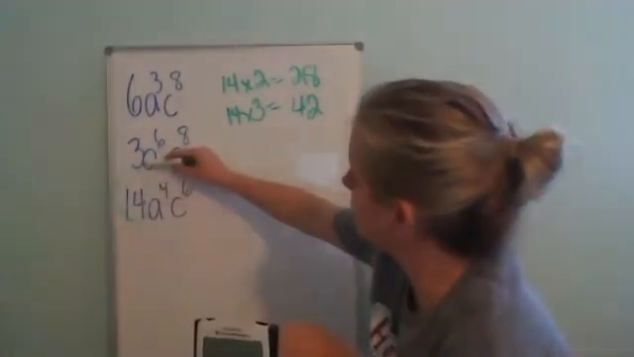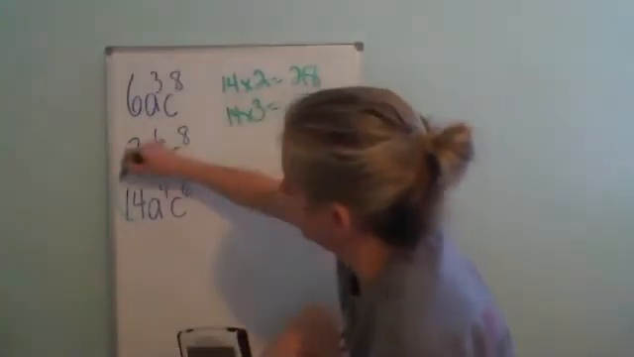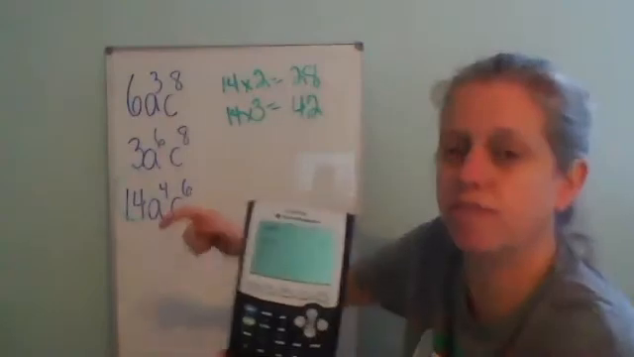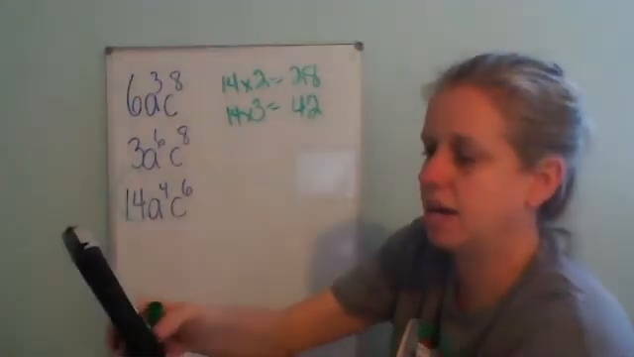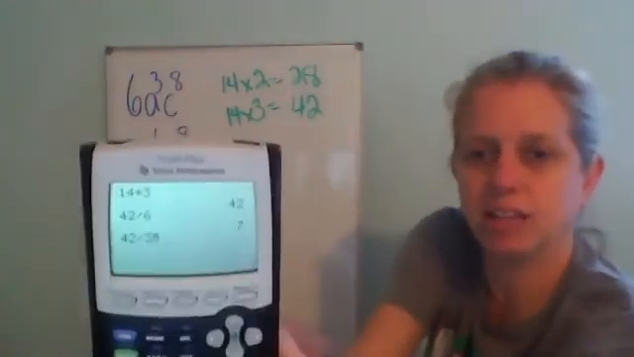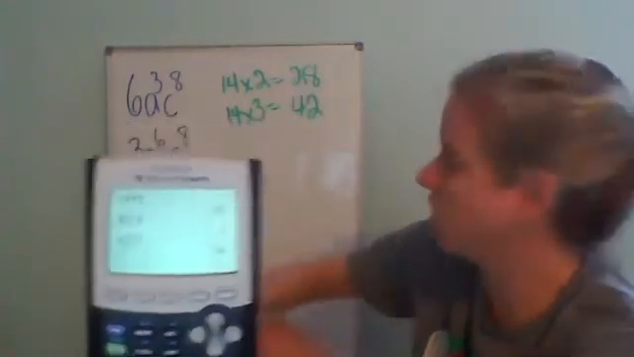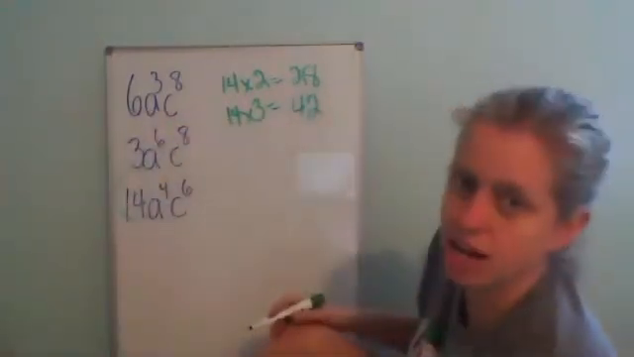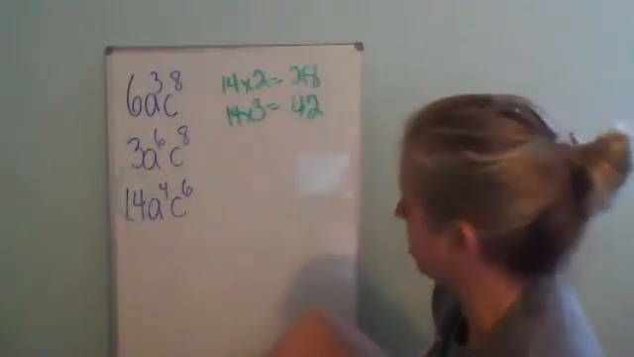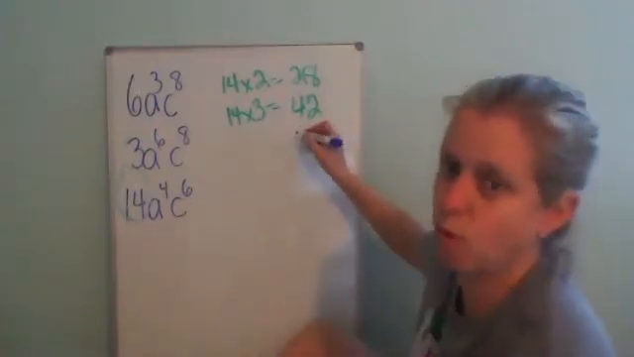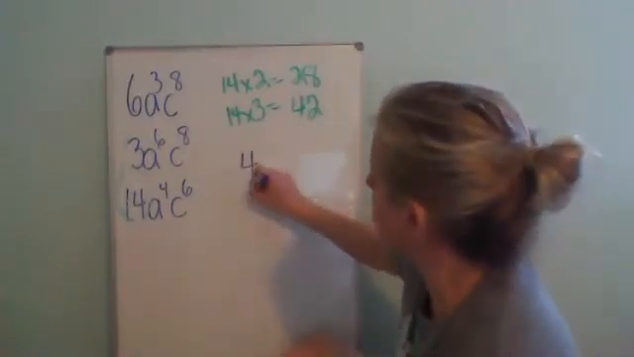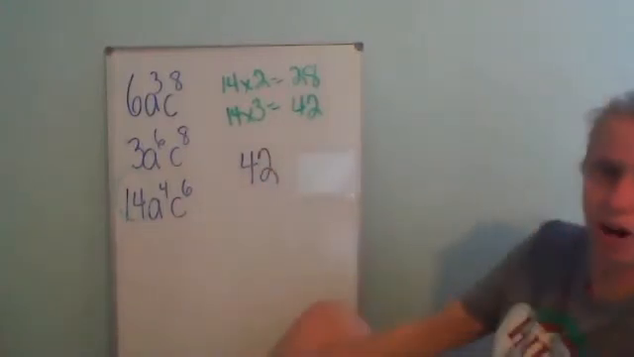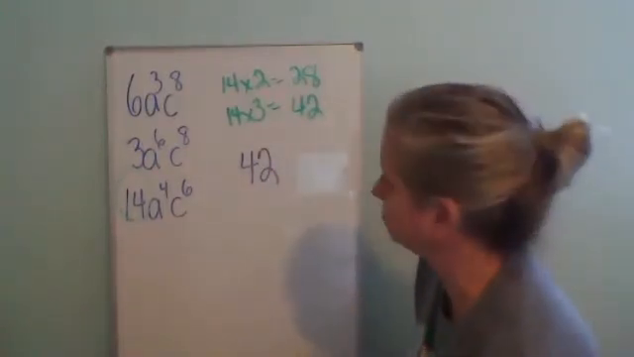Well, the other thing I need to do, so 6 is good, 14 is good. Let's make sure that 42 can divide also by that 3. And since it gives me a whole number, the 3 also goes into 42, which means 42 is the number part of the least common multiple.